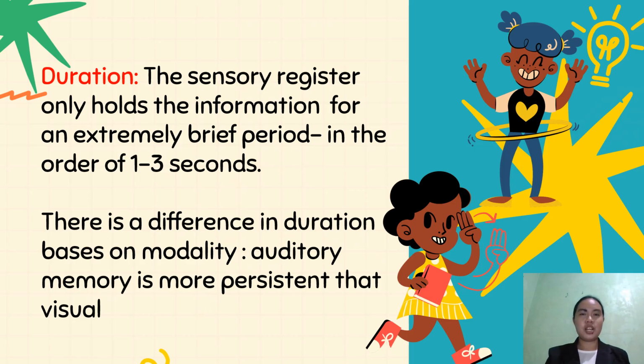Next is the duration. The sensory register only holds the information for an extremely brief period, on the order of 1 to 3 seconds. There is a difference in duration based on modality: auditory memory is more persistent than visual. In the sensory register, information is held for only 1 to 3 seconds before it disappears. The duration varies depending on the type of sense. Auditory or hearing memory lasts slightly longer than visual or seeing memory, which fades more quickly.